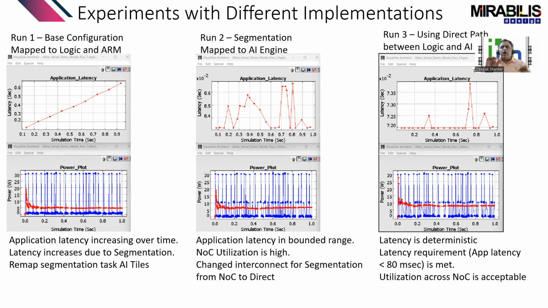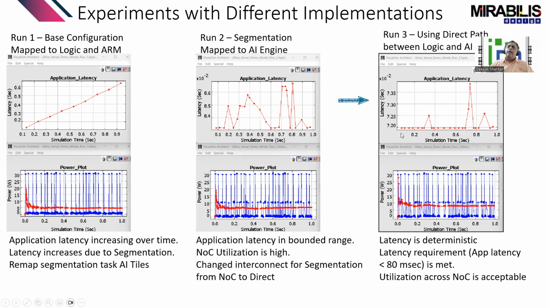Power hasn't changed a lot. The profile has changed though. But one of the things you'll notice, the UCIe, the NOC, all of those have actually increased in throughput utilization. So you want to be able to level that out as well. So what do you do? You say, okay, now I'm going to use a direct path between the logic and AI. I'm not going to be sending it off to memory each time.